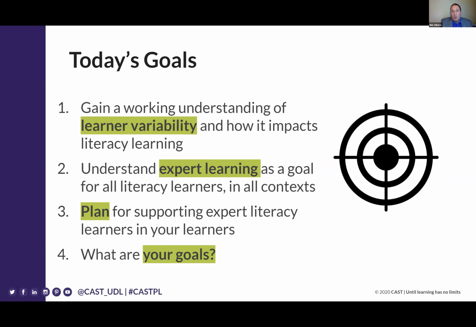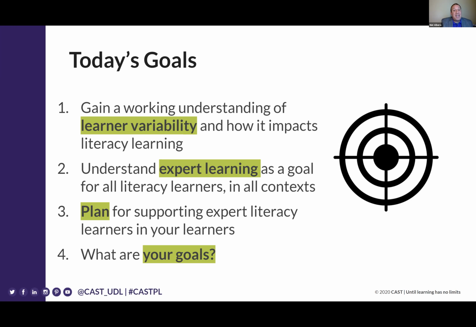All right, so today's goals. Always important to start with the goals. Our nervous system is so goal directed. So if you know what we're after and what we're going to be talking about throughout this webinar, you can then be planful about what you want to learn. So first, we want to gain a working understanding of the term learner variability, a term that simply means how all learners are different and how it impacts literacy learning.